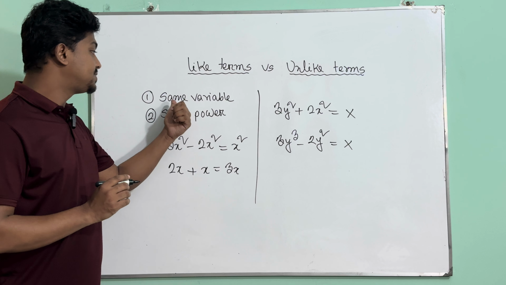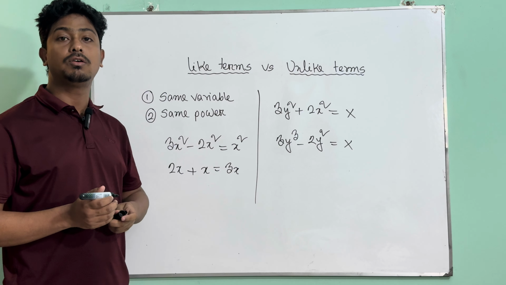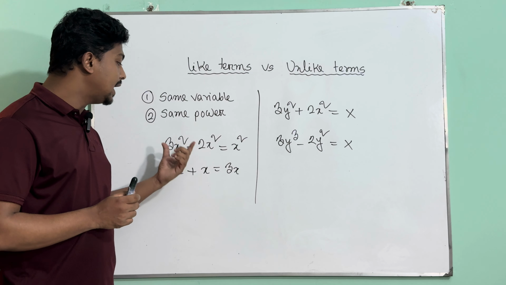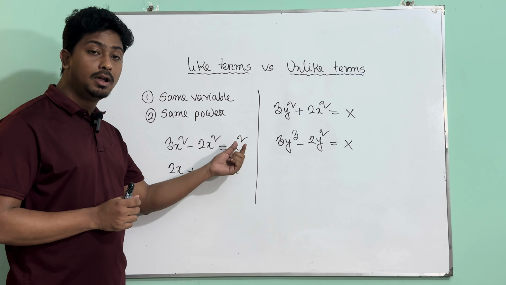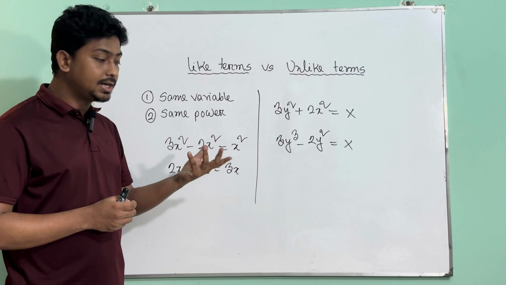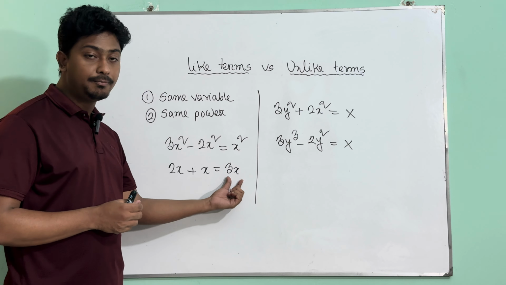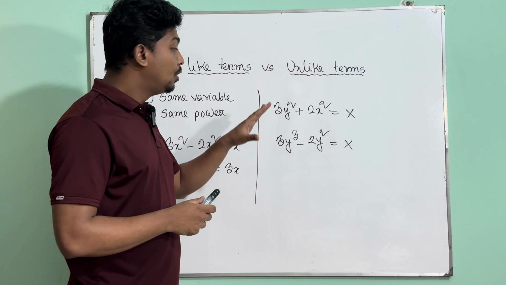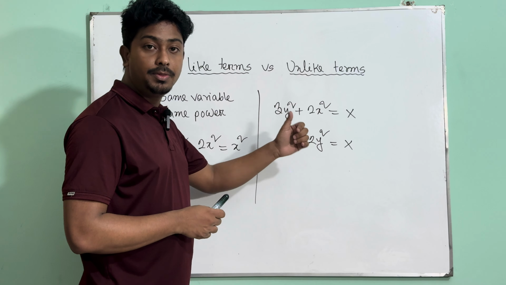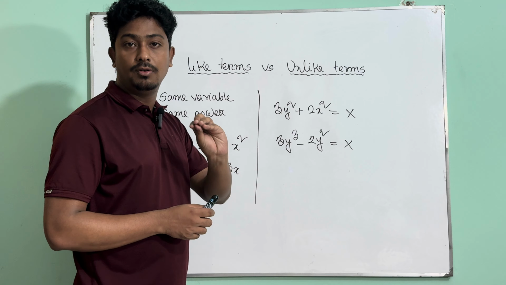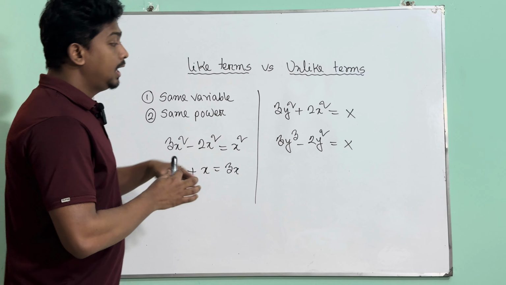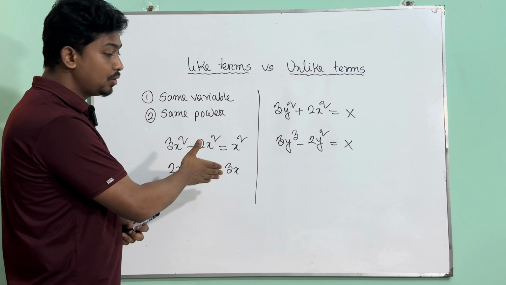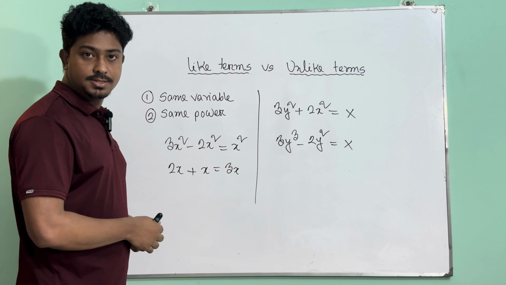So when you have the same variable and the same power, they are called like terms. And when we have like terms, we can simplify them, add them or subtract them to get one simple term. But when we have a different variable or different power, we cannot add or subtract them and get one simple term, right? So keep that in mind.